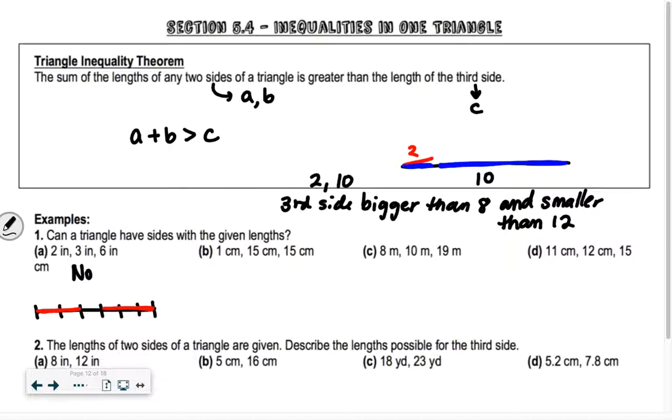So could you have 15, 15, and 1? Yeah, that works. So you could have like a 15, and then a 1. That would work. 8, 10, and 19. Think about the biggest one on the bottom. 8 and 10, is that enough? No. 8 plus 10 needs to be bigger than 19, right? So this is no. And same idea on this one. So 15, 11, and 12. Does that work? Yes. Yeah, that's fine.